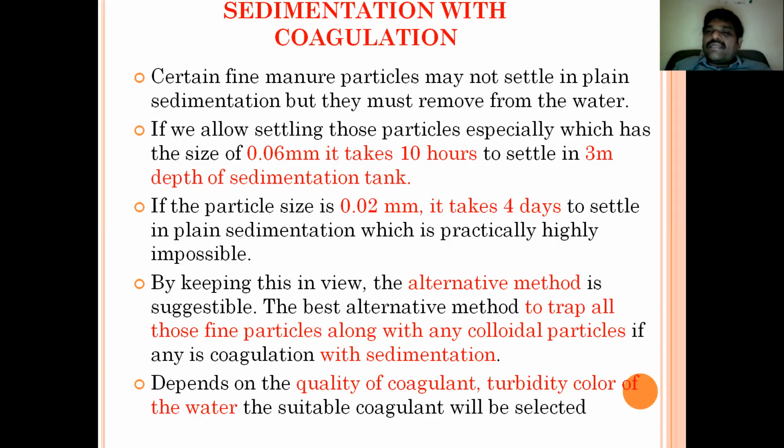That is the reason an alternative method is mandatory, to trap all those unsettled colloidal, fine particles. How can we remove them? Simply by adding a coagulant to the water. The coagulant will mix in the water. Because of the action of the coagulant, all those fine particles will be trapped and removed from the water. What is the exact mechanism of this coagulation? We'll discuss it in the next class.